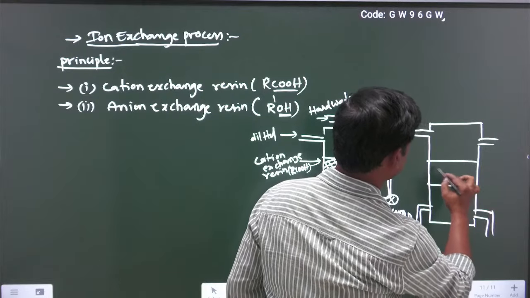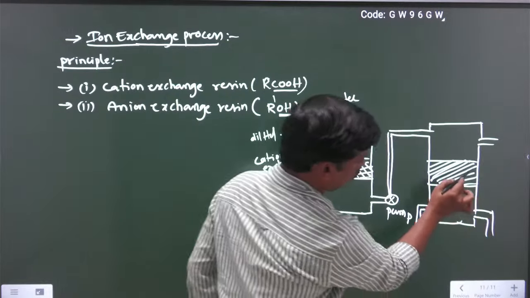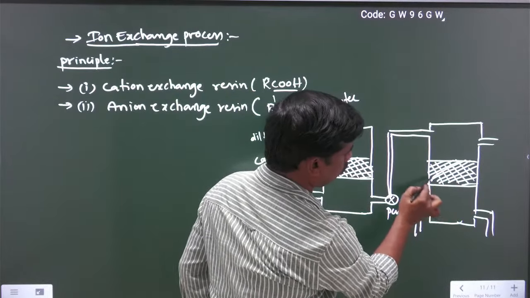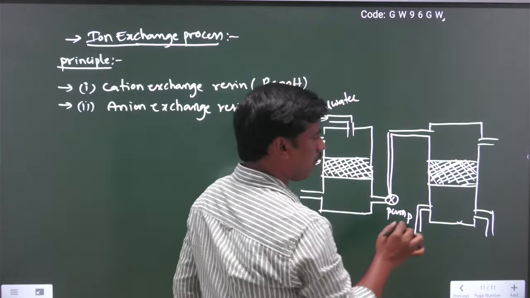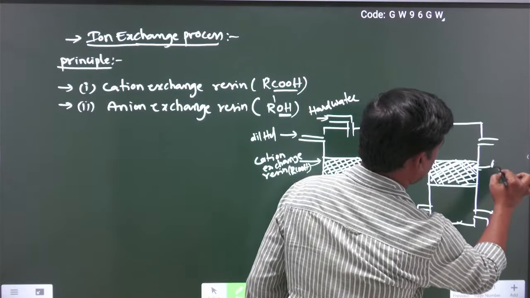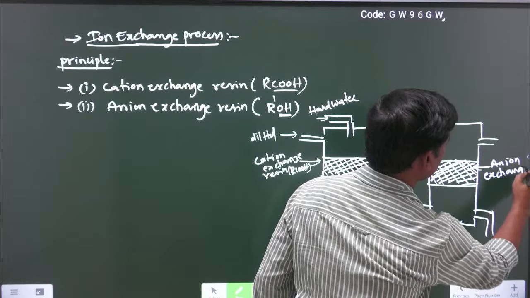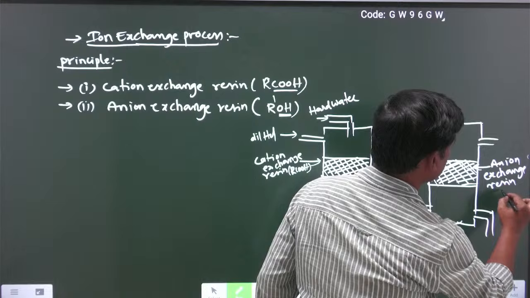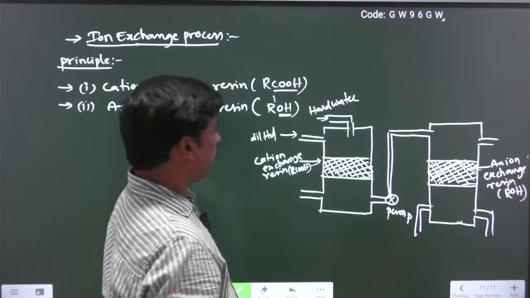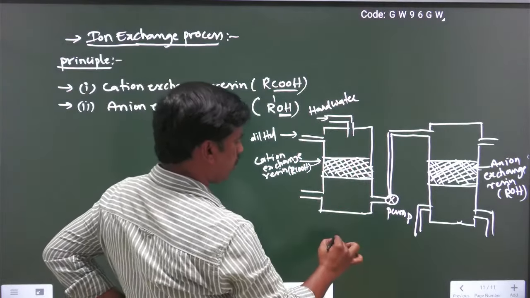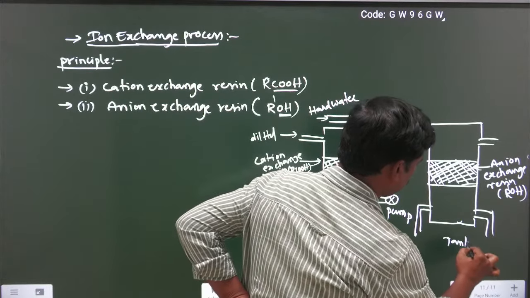In the second tank also you can fix anion exchange resin, which contains a microporous structure that can stop only anions on the surface. This is the anion exchange resin, R-OH. Here, this one is tank 1, and this one is tank 2.